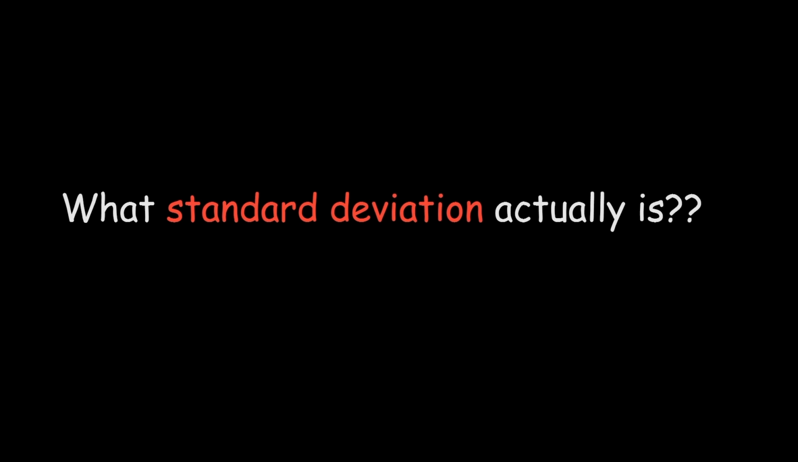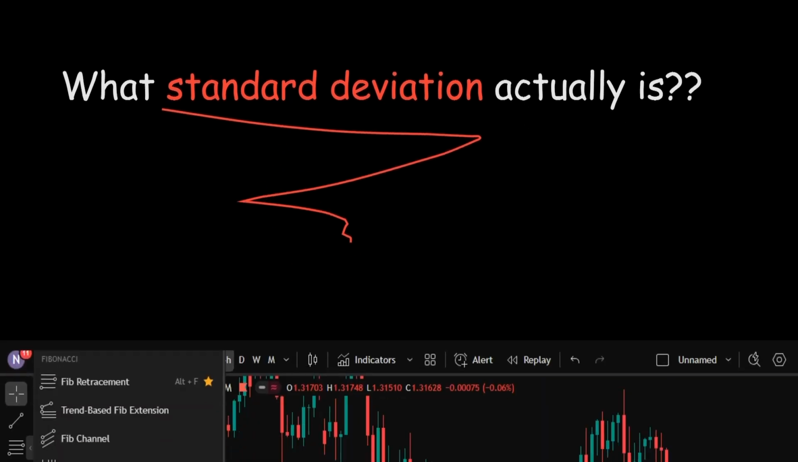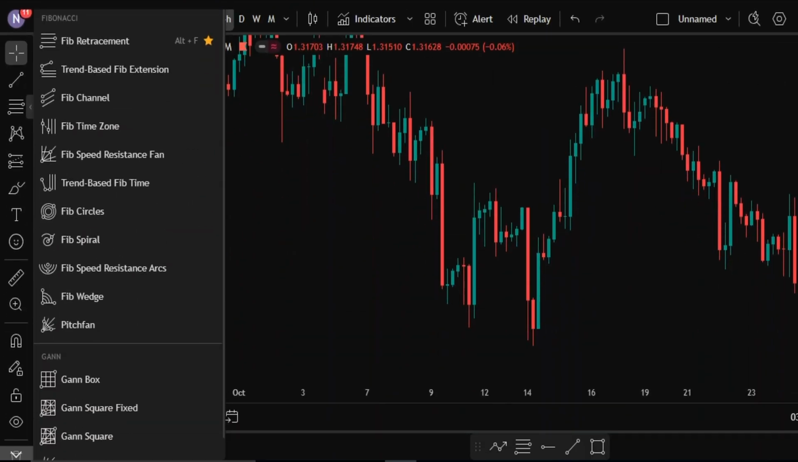Alright, before we jump into the charts, let's make sure we're all on the same page about what standard deviation actually is, and why it's so useful. Don't worry, it's not some crazy math formula. In trading, it's basically a fib-based tool that helps you figure out how far price might move from an important point. So first, grab your Fibonacci tool and tweak the settings.